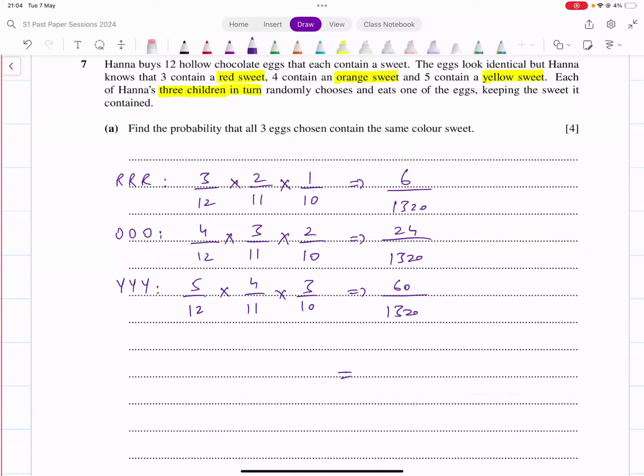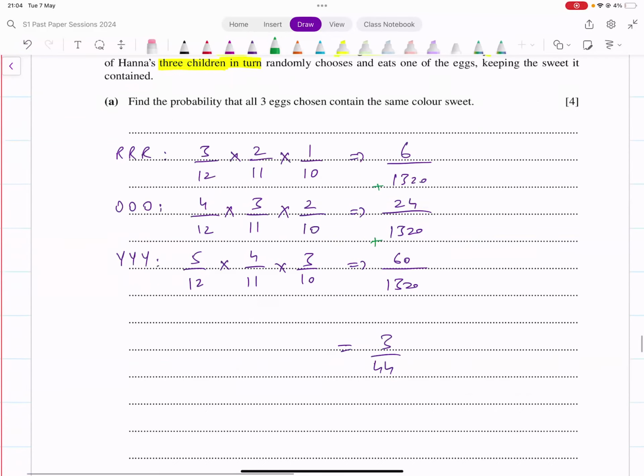Three over 44. Okay, so that's the final result that we have, 3 over 44. And we get that by adding these cases up. All right, good. Let's move on.